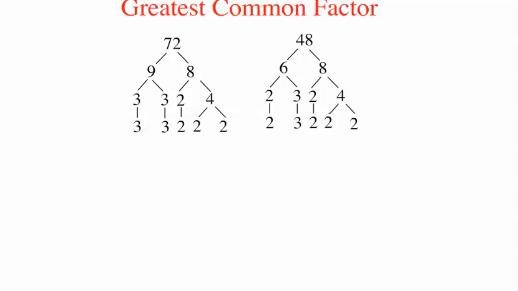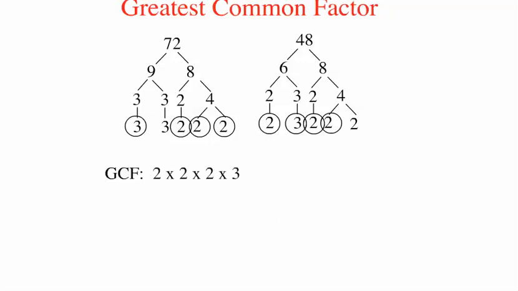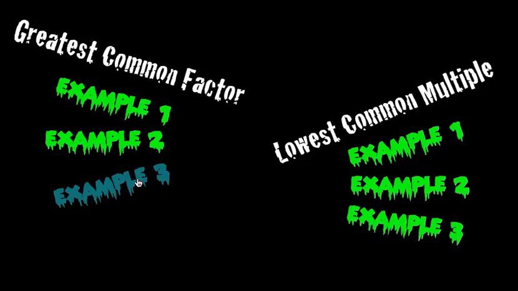Is there a 3 common? Yes, there is. Is there another 3 common? No. Thanks for playing, though. How about 2? There are 2's common. Is there another 2 common? Yes, and another 2. Those two 2's are common, and those two 2's are common. We got to the end of the 72 tree, so we stop. There's nothing else that's possibly common. So our GCF is going to be 3 times 2 times 2 times 2, or 3 times 8, which is 24. Let's look at the next example.